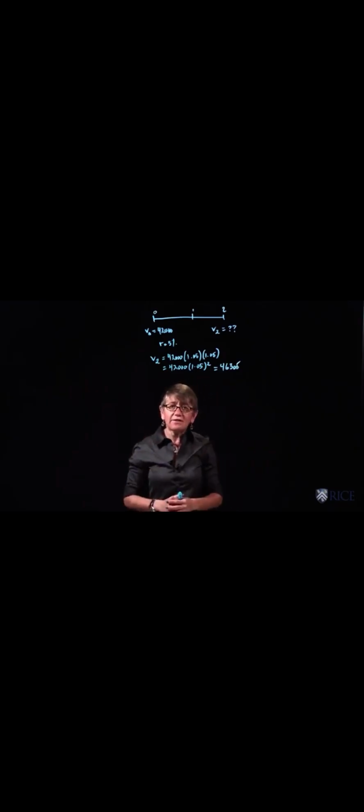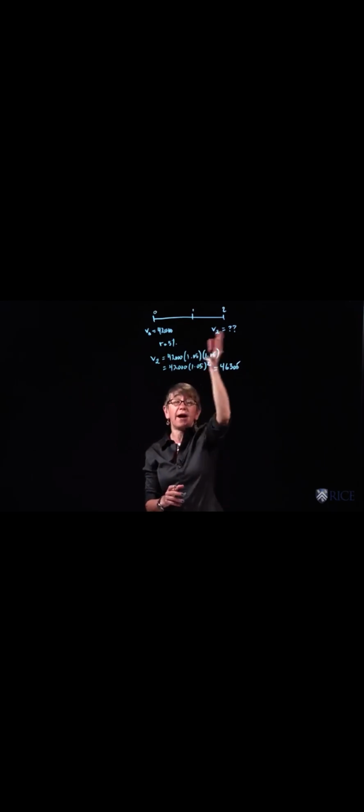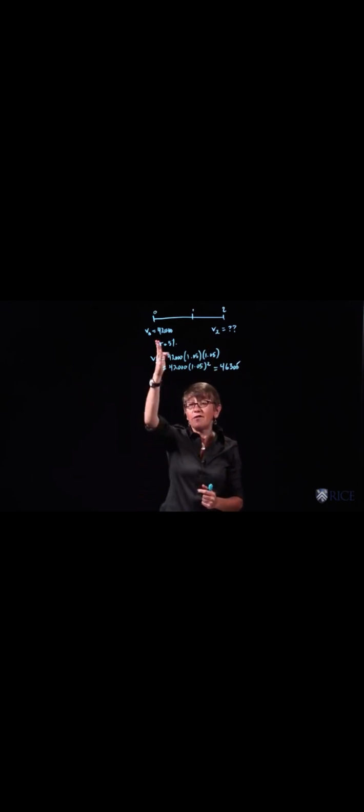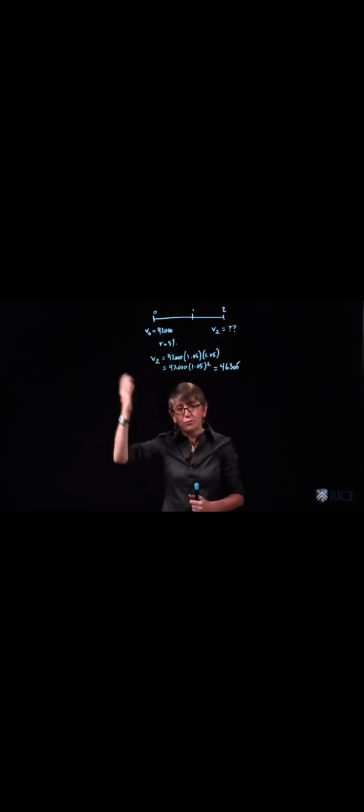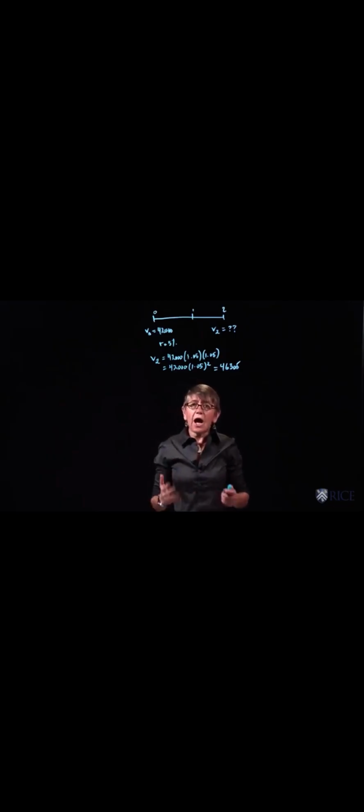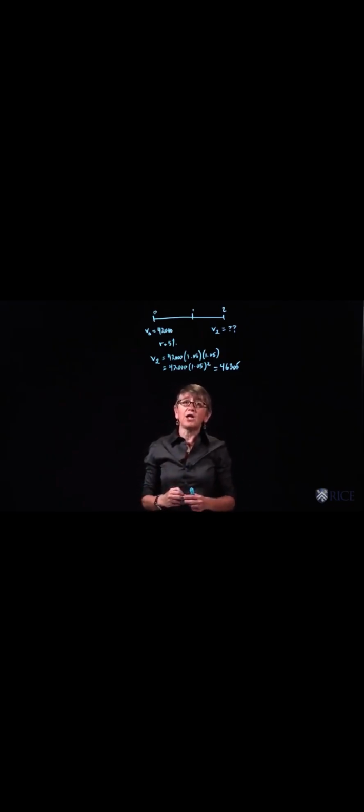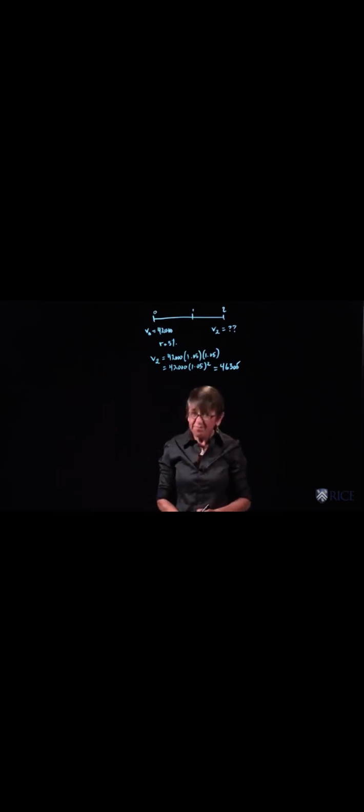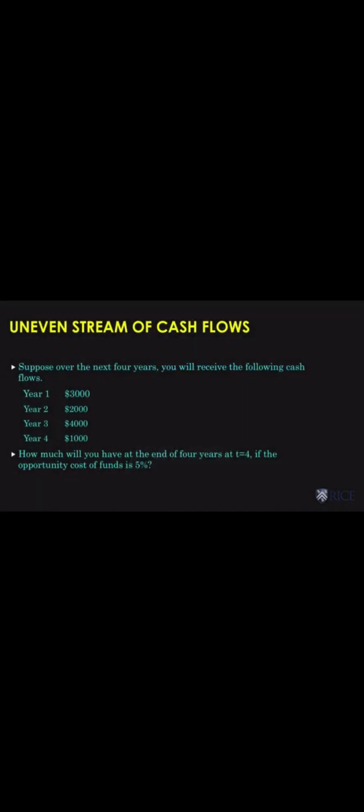Okay, so I hope that reminds you of what we did last time. This was finding the future value of a value today. If we did the opposite, we would be discounting to find the present value of a future value 2 years from now. Okay? So now let's look at how we would find the future value of a stream of cash flows. So suppose over the next 4 years, you will receive the following cash flows. So here's my timeline. 1, 2, 3, and 4, right?